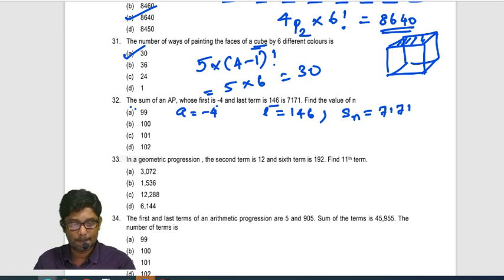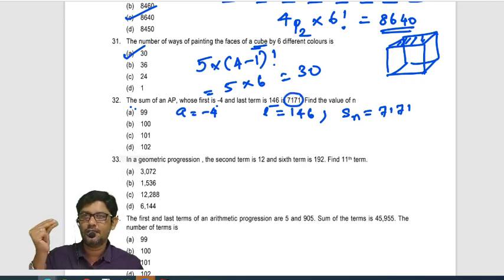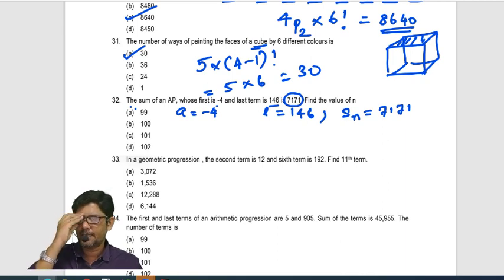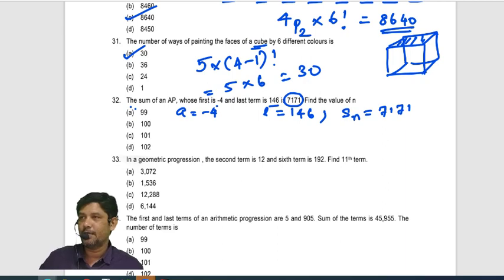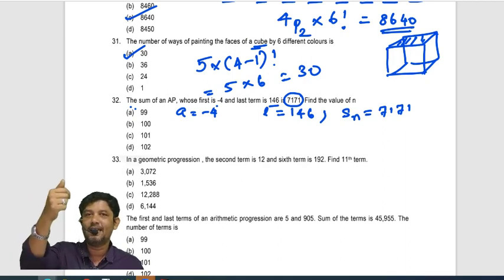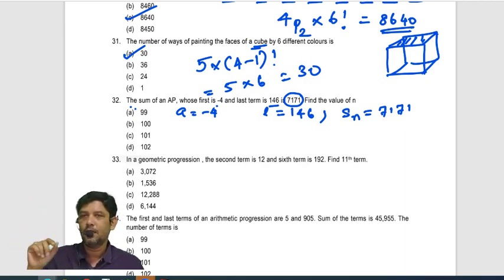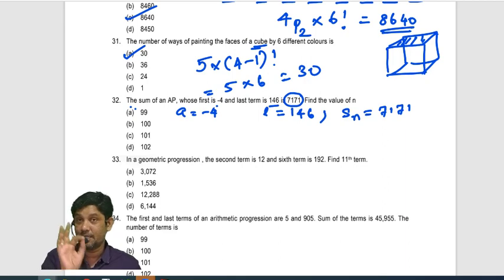Can I give you one hack here? Look at this 7171. Listen here. It's not a hack actually, it's some general knowledge you can say. If you have this general knowledge, without doing these steps, you can directly get the answer. Look at this, my dear. What is the general knowledge?